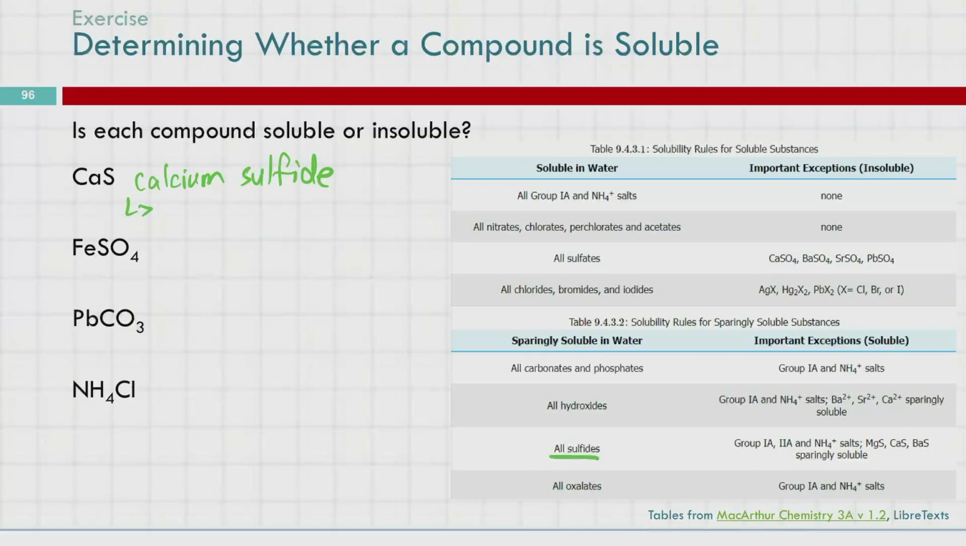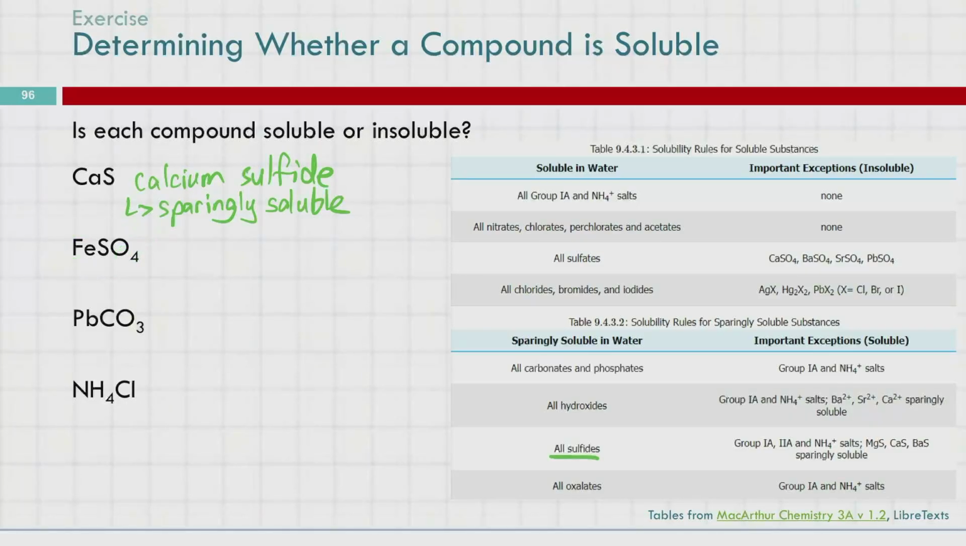On our green sheet, it says except those of group 1, NH4 plus, Ca2 plus, Sr2 plus, and Ba2 plus. So I guess it is probably a little bit soluble. One of the reasons that I don't like this version. Sparingly soluble. So it'll dissolve, but not very much.